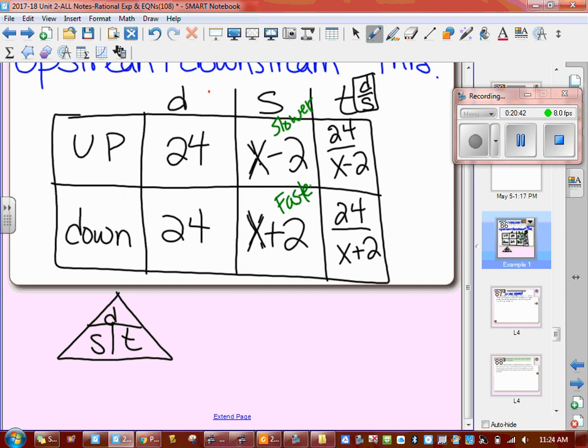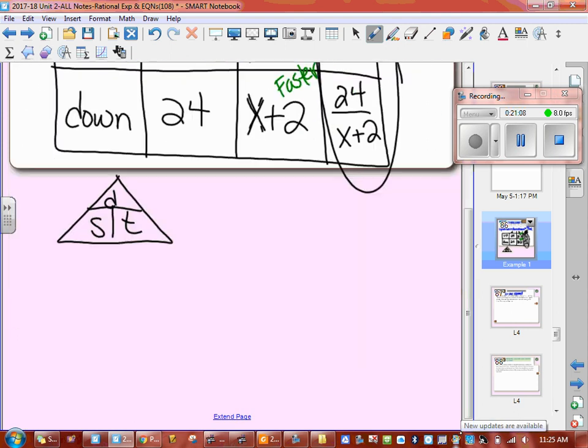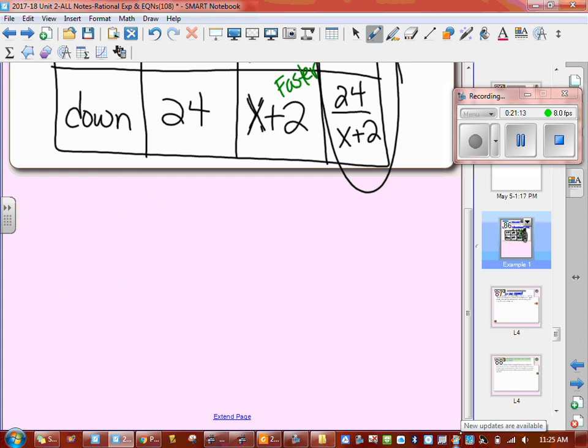So, now we've got this section. This is our equation. We've got our upstream plus our downstream, and then we know the total time it takes. So we go back up and it says the total time is 9 hours. Now we create our equation this way. We're going to take both our upstream and downstream, and we're going to have 24 over x minus 2 plus 24 over x plus 2 equals 9 hours. And we're putting 9 over 1 and creating a fraction.